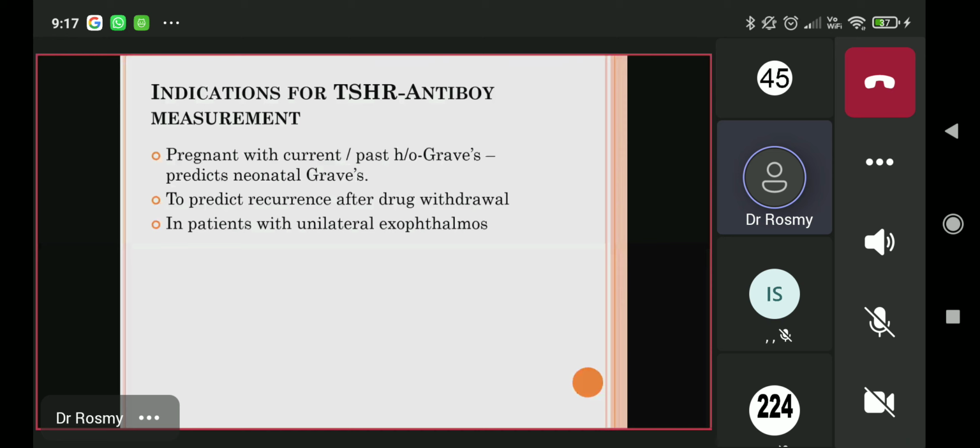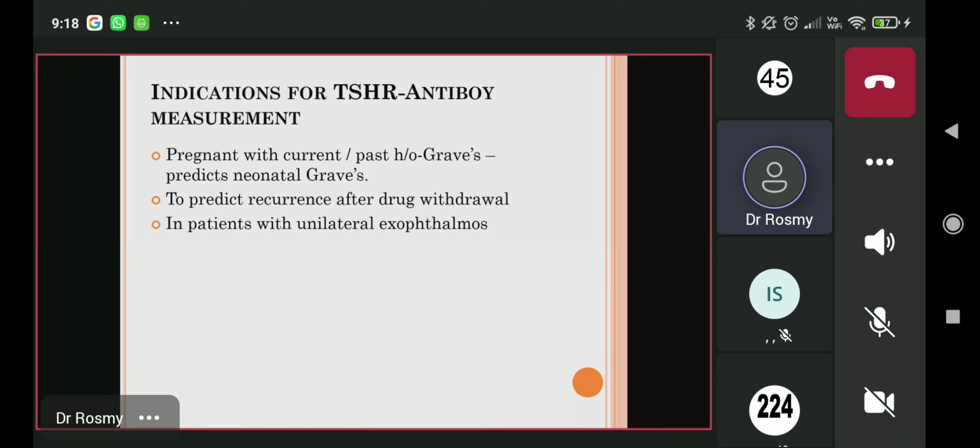Now we also know that there is something called a TSH receptor antibody, about which you all know that this is the major culprit or the major antibody that is causing the gland to overact in case of Graves' disease. So when do you do a TSH receptor antibody test for a person? If you find a pregnant female in your OPD and she says that she's had a history of Graves, or presently she's having Graves, so you will measure the TSH receptor antibody, TRAb level.